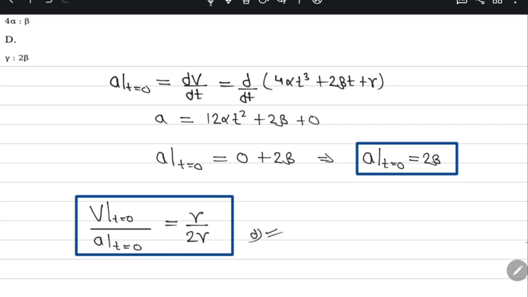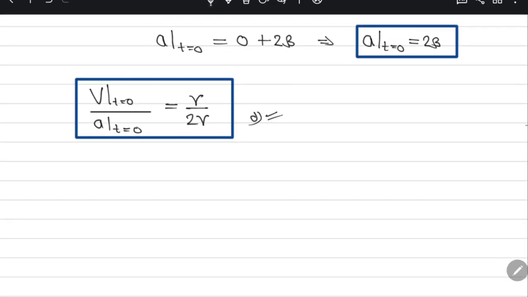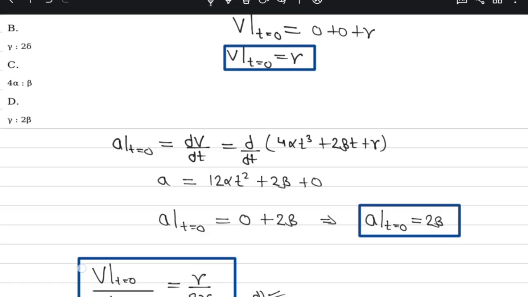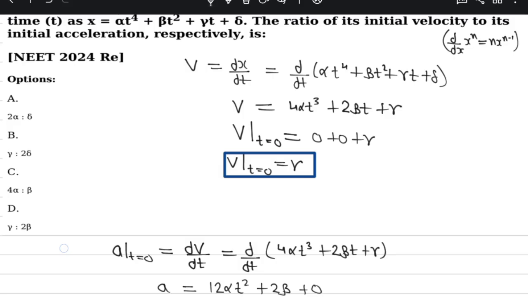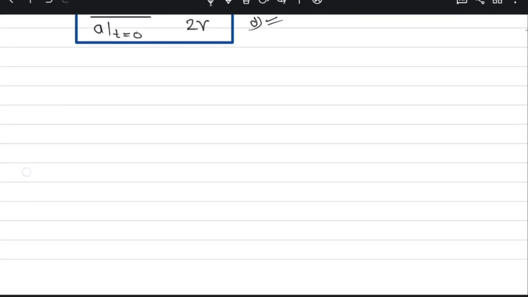Shall I proceed to the next question? Do you understand now? In this question, they are asking us to find the initial velocity and initial acceleration at t equal to 0.